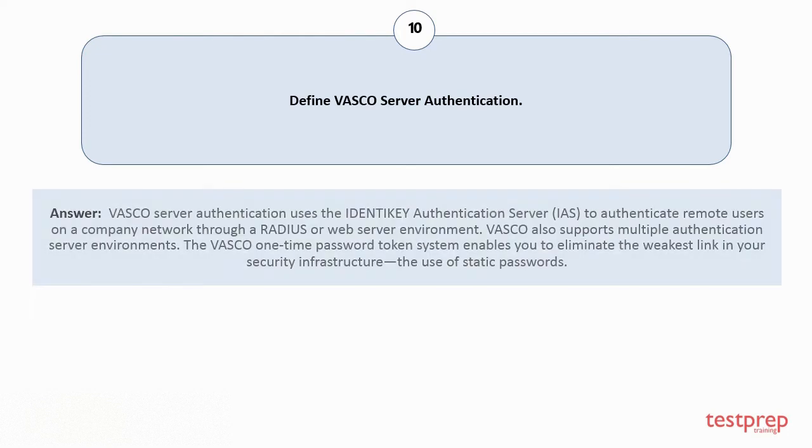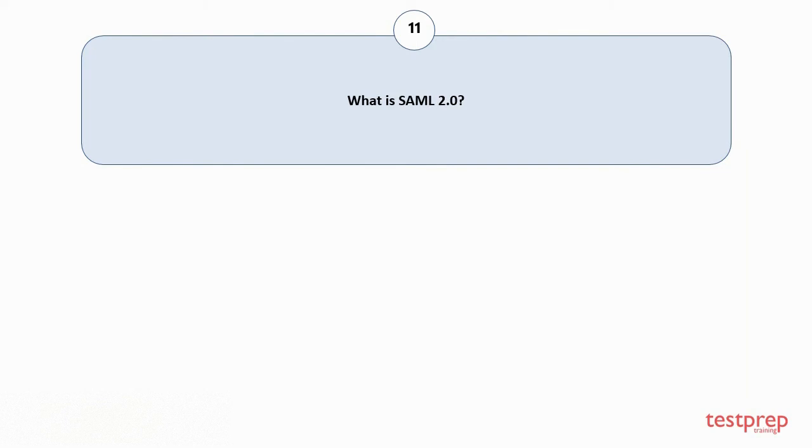Your answer is: Bosko server authentication uses the Identity Authentication Server to authenticate remote users on a company network through a Radius or web server environment. Bosko also supports multiple authentication server environments. The Bosko one-time password token system enables you to eliminate the weakest link in your security infrastructure, the use of static passwords. Question number 11, what is SAML 2.0?